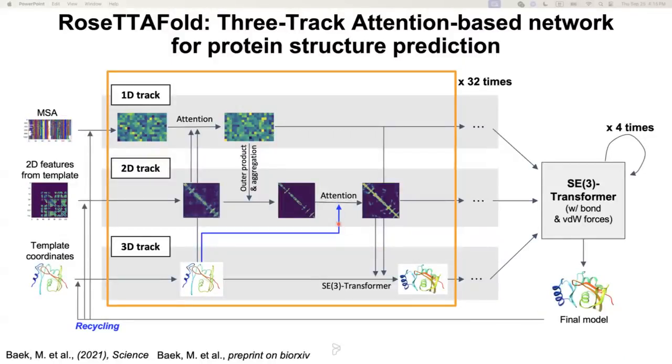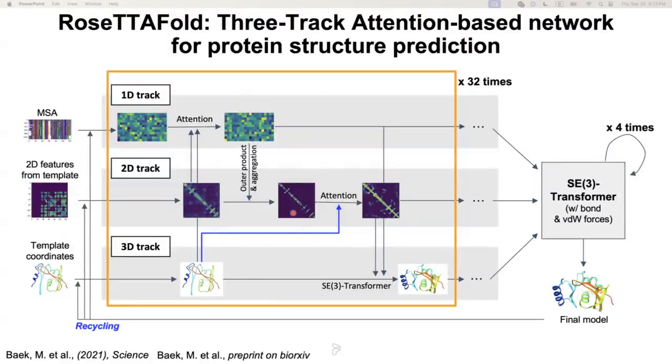And RoseTTAFold basically processes this information along three parallel tracks. The first, the 1D track, handles sequence information from the MSA so that it can understand the sequence alignment and extract useful residue contact information from there. The 2D track basically captures the pairwise relationships between the residues, basically the structural patterns encoded in the MSA. And the third, the 3D track, basically builds and refines the actual 3D structure.